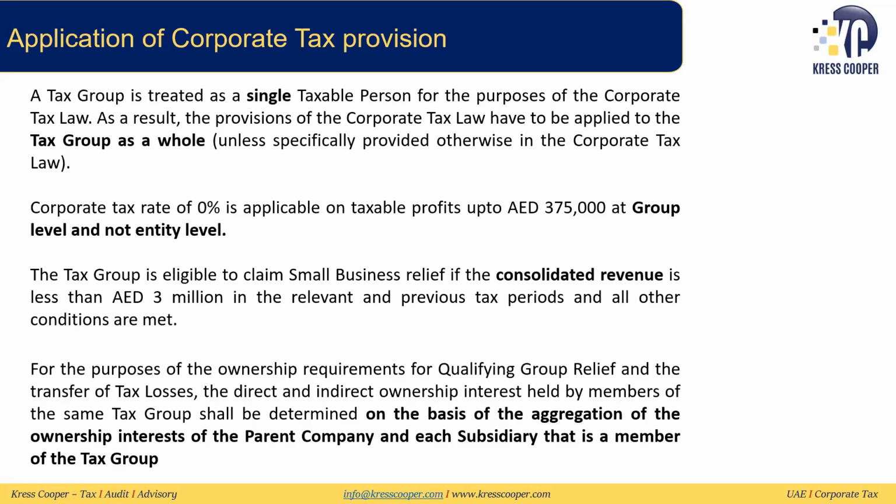The same applies to the small business relief. When we are looking at whether the conditions of small business relief are being met, if the consolidated revenue is less than 3 million, then the tax group can go for small business relief. Here also, the consolidated revenue will be looked at. For example, if the revenue of the 4 members is 1 million each, if they were not part of the tax group, we would have looked at that individually and they would be eligible for the small business relief if all the other conditions are being met. But now we will have to consolidate it, and this 4 million will be looked at, which means they will not be meeting the condition for the small business relief.